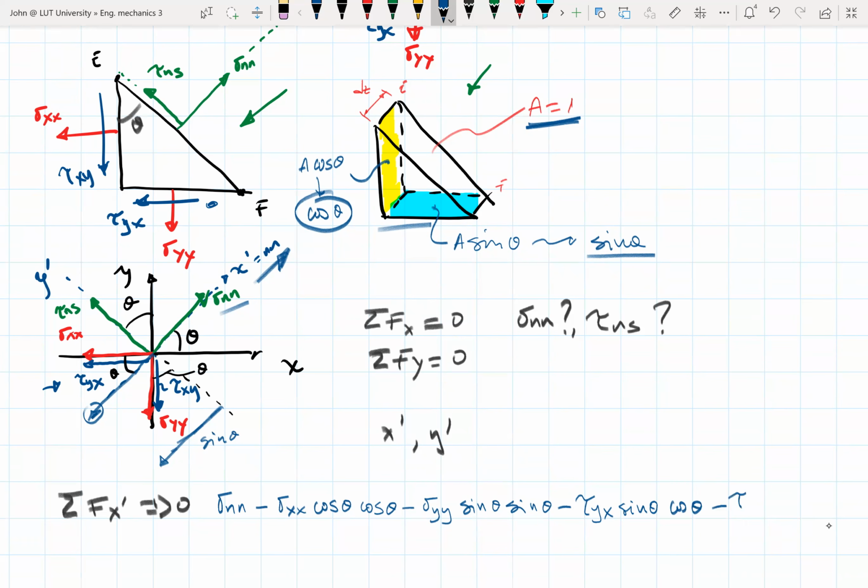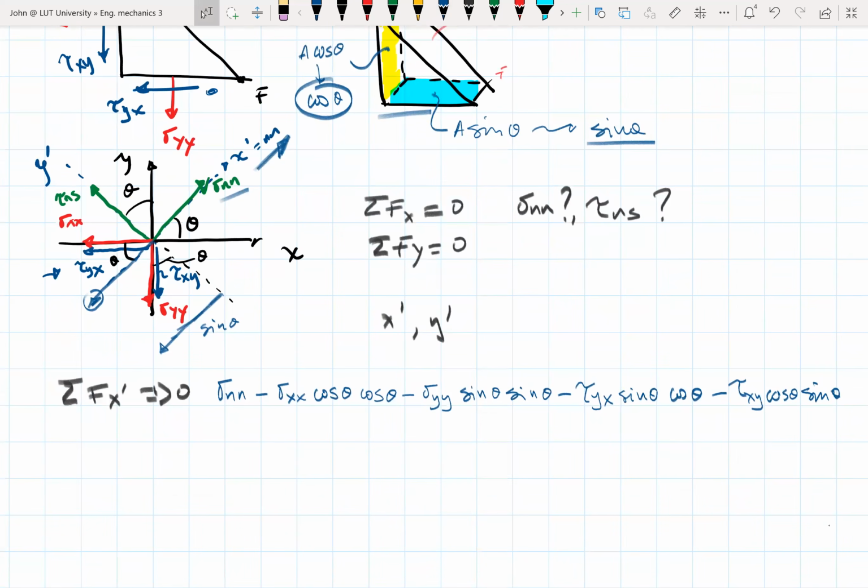Minus tau xy, which is applied on the vertical face, which means I have to multiply it by cosine of theta to convert it into a force. But then to take it to the x prime axis, I need to multiply by the sine of theta. I'm going to group terms here to see how it looks, and this is equal to 0. Then I will have sigma n.